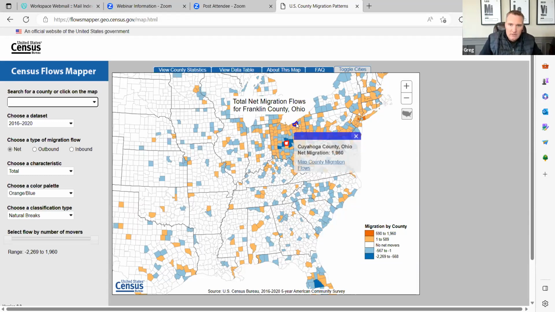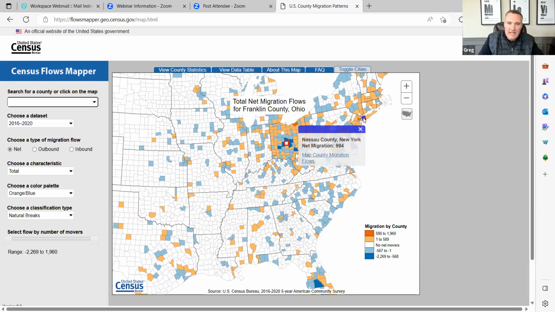2,000 homeowners or 2,000 families in Cuyahoga County are moving to Columbus. Do I need to market anywhere? I don't even need to click anymore. I don't need to click anything else. I just found a hotspot. This is how you grow your business strategically.